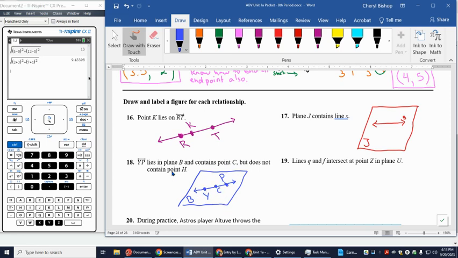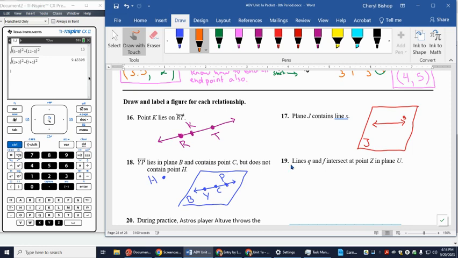And this line does not contain point H. So I can put point H anywhere in my whole review that I want, as long as it's not on this line. So it can still be in the plane. I could put it here, because then it's not on the line. Or, if I want to be really safe, I could just put it way over here, and it's definitely not in the line. It's not even in the plane. Okay.